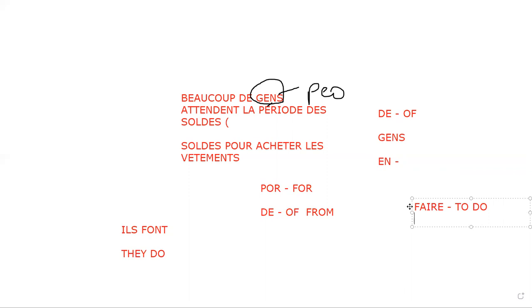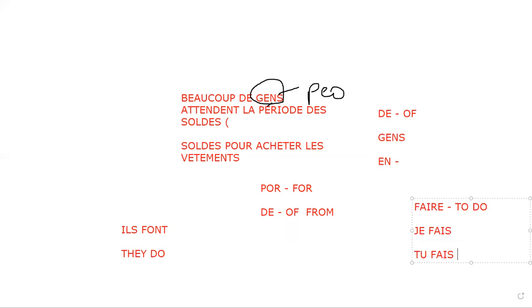Some verbs we have to learn the conjugation by heart. Faire, we don't have a formula. But if I say I do, I can say je fais. Say je fais. Tu fais. You can write it down.